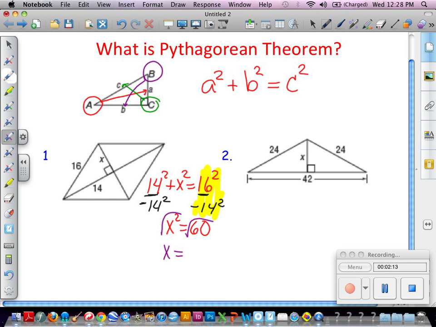So I'm thinking to myself, what perfect square goes into 60? 4. It's even, so I think 4. 4 and 15. The square root of 4 is 2, root 15.